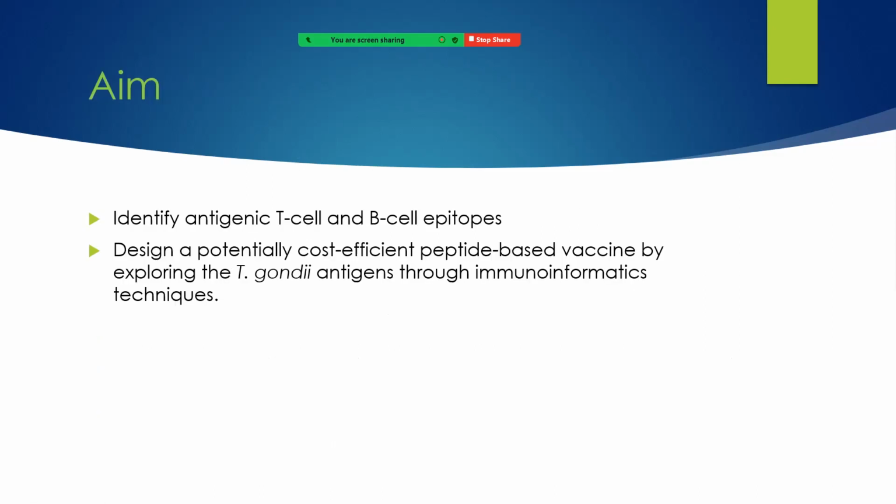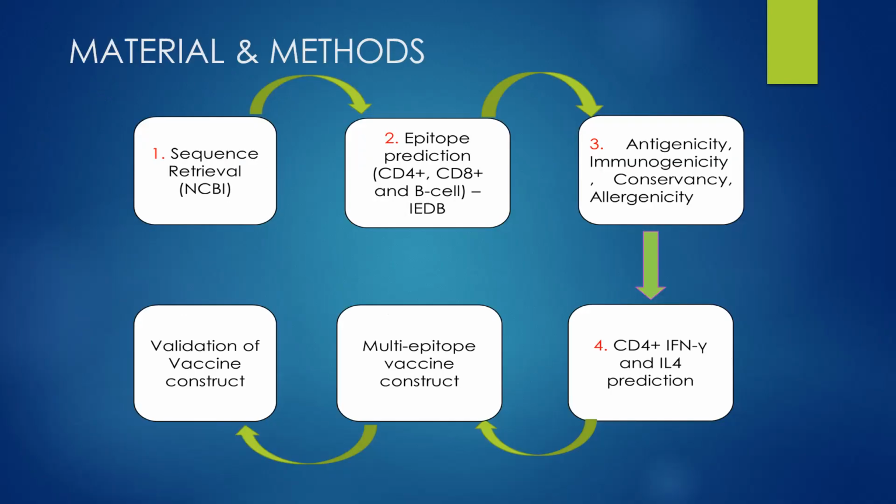Hence, the aim of the study was to explore the T. gondii antigens of sheep by identifying antigenic T cell and B cell epitopes and to design a potentially cost-effective peptide-based vaccine through immunoinformatic techniques. This was achieved through a series of computational steps, including retrieval of the amino acid sequences of sheep Toxoplasma gondii surface antigen 1 and dense granule protein 6 from NCBI.